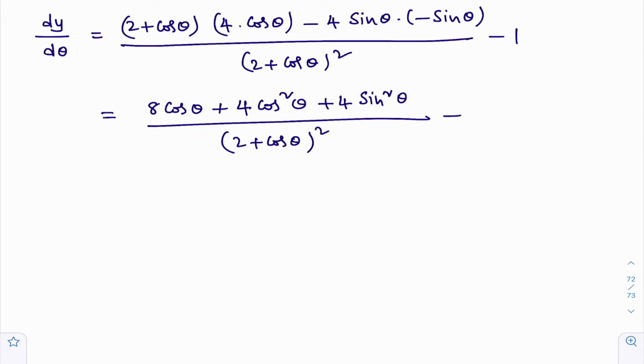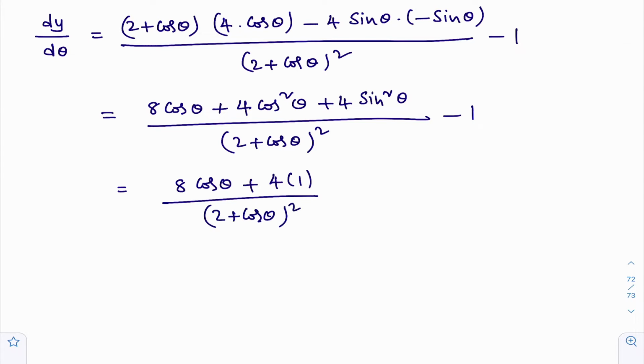This is all about differentiation only. That equals 8 cos theta plus, you look here, in this you can take 4 common. If you take 4 common, what you will get? 4 into cos square theta plus sin square theta. We know that cos square theta plus sin square theta value is 1. 4 into 1 is 4 only. So this is 4 into 1 divided by 2 plus cos theta whole square, minus 1.